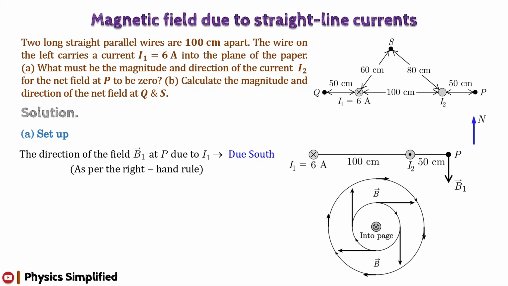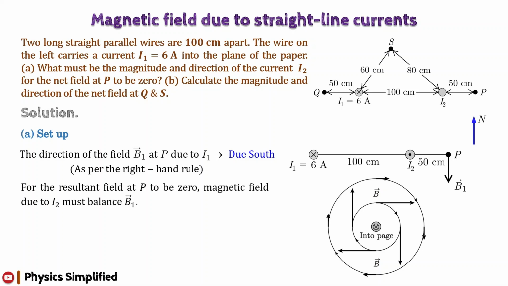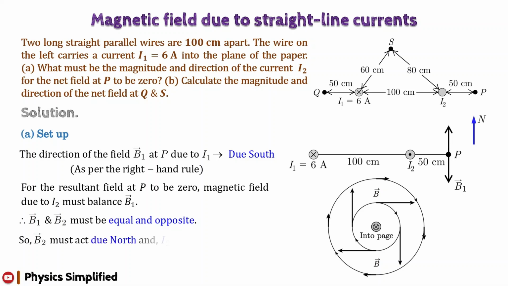Now, to make the resultant field at P 0, the field vector B2 must balance the field vector B1. That is, vector B1 and vector B2 must be equal in magnitudes but oppositely directed. So, the direction of the field vector B2 due to the current I2 at the point P must be towards north. This is only possible when the current I2 through the wire on the right is out of the paper.